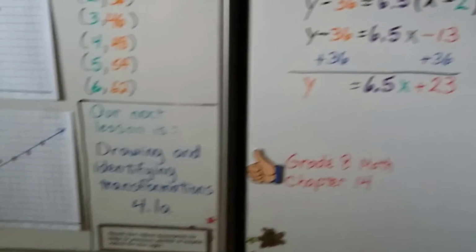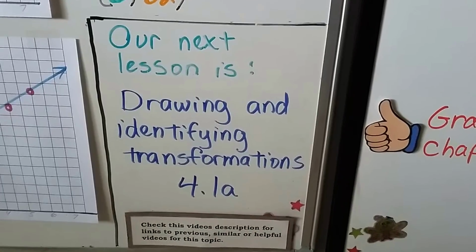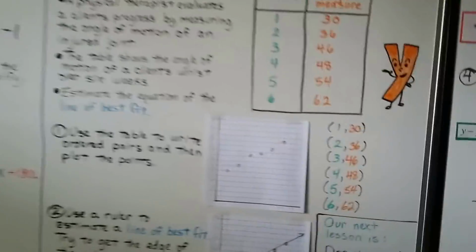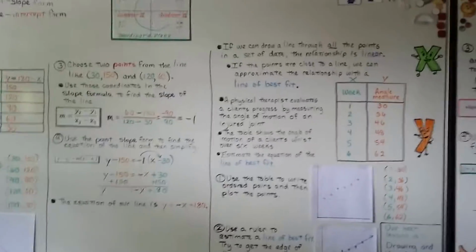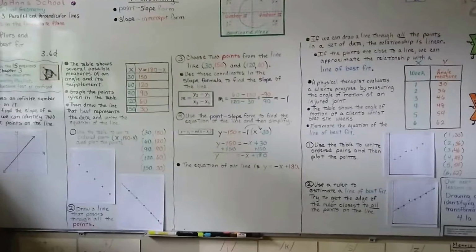Our next video is going to be Chapter 4. We're going to be drawing and identifying transformations in 4.1a. So that's it for Chapter 3. We're going to move on to talking about triangles and congruence, and keep up the good work.